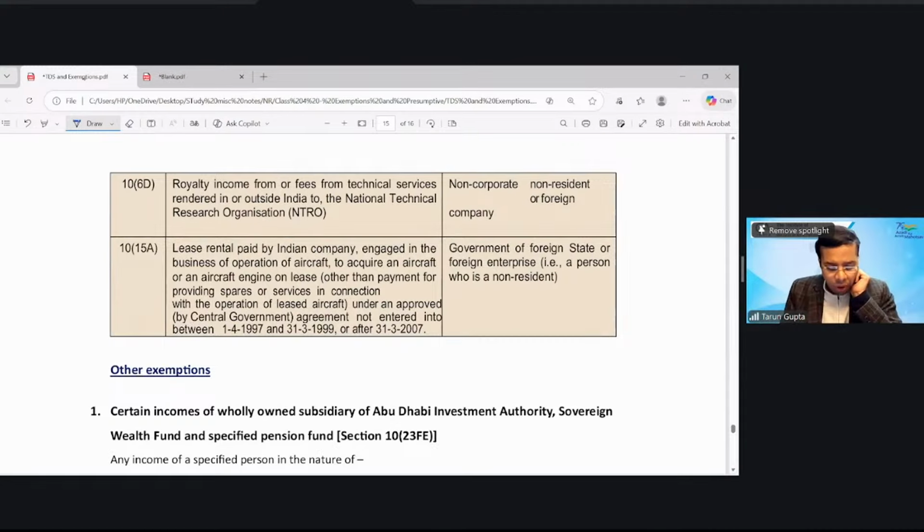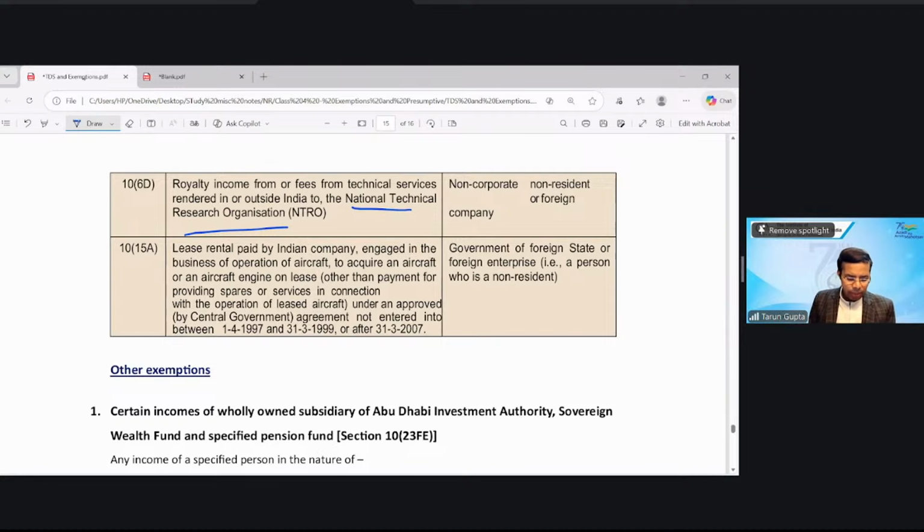Royalty income from or FTS rendered in or outside India to the NTRO, National Technical Research Organisation. So if the NTRO gives any royalty or FTS to any non-resident or foreign company, then such royalty or FTS is exempt in the hands of such non-resident foreign company. Of course, this is to give an advantage so that India receives technical research or technical knowledge.